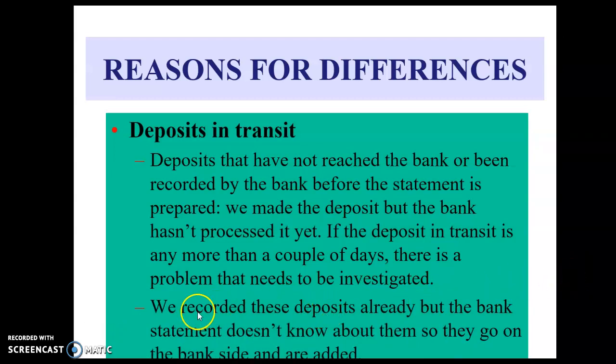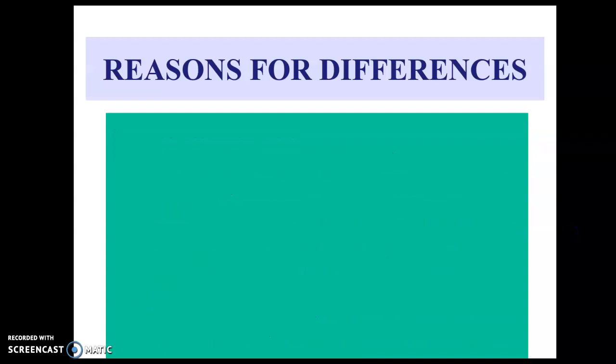Now again, we recorded these deposits already in our books. It's the bank statement that doesn't know about them. So we have to put these on the bank side of the reconciliation, and because they're deposits that would be added to our account if the bank did have them on the statement, we need to add them to the bank side.